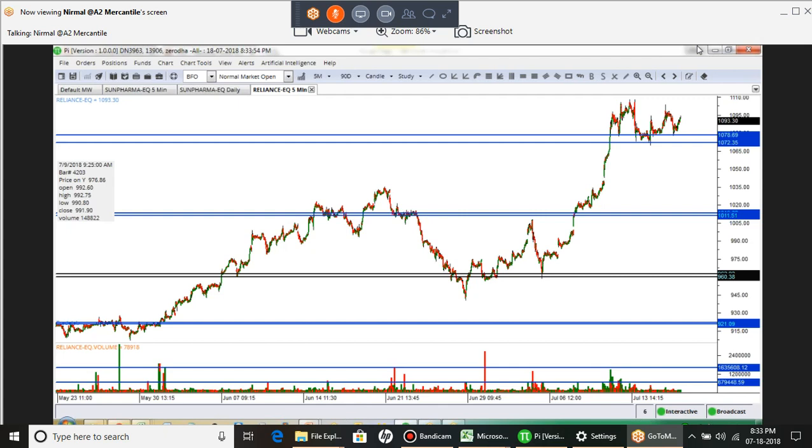Understood? Mark the first breakout level. Around that breakout level is where something is going to happen. If it has to go short, it will go short. If it has to go up, it will go long. Okay? Is it clear? All of you?